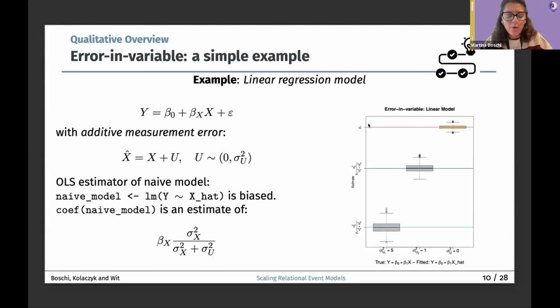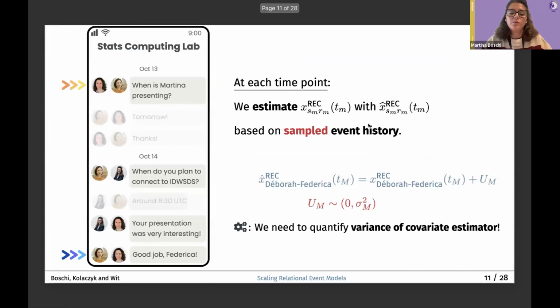This means that if you know the variance of the measurement error, you can recover the coefficient that you are interested in. So this is what we want to do. We want to express our estimator as the true covariate plus measurement error, but we have to access the variance of the covariate estimator in order to apply this method.